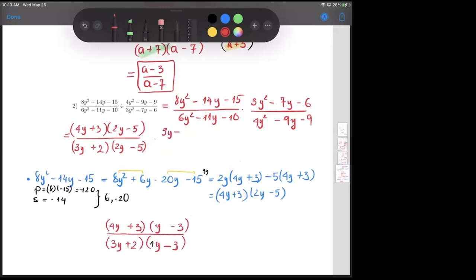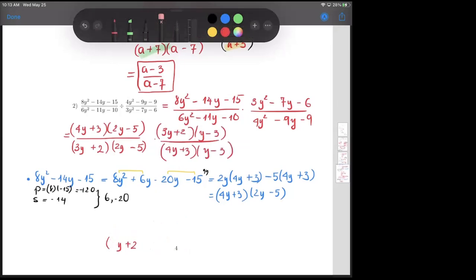So 3y plus 2 times y minus 3 over 4y plus 3. It should be this way. It should be flipped. Okay, all right, now we cancel things. This and this, 4y plus 3, 4y plus 3, y minus 3, y minus 3, 2y minus 5, 2y minus 5. Wow, and then 3y plus 2, 3y plus 2, so everything cancels. So 1 over 1, which is 1.